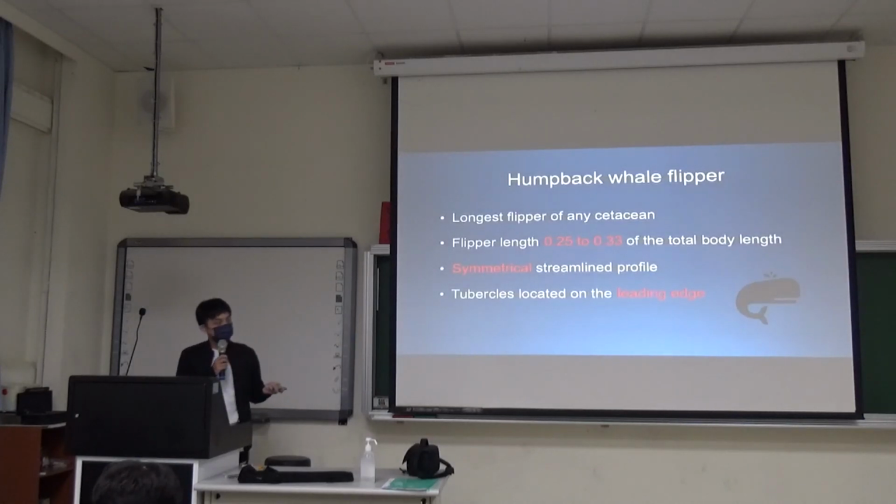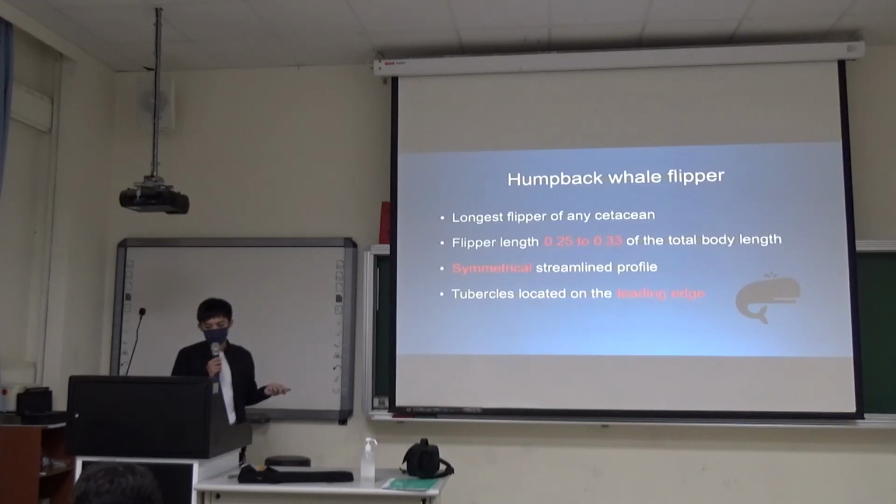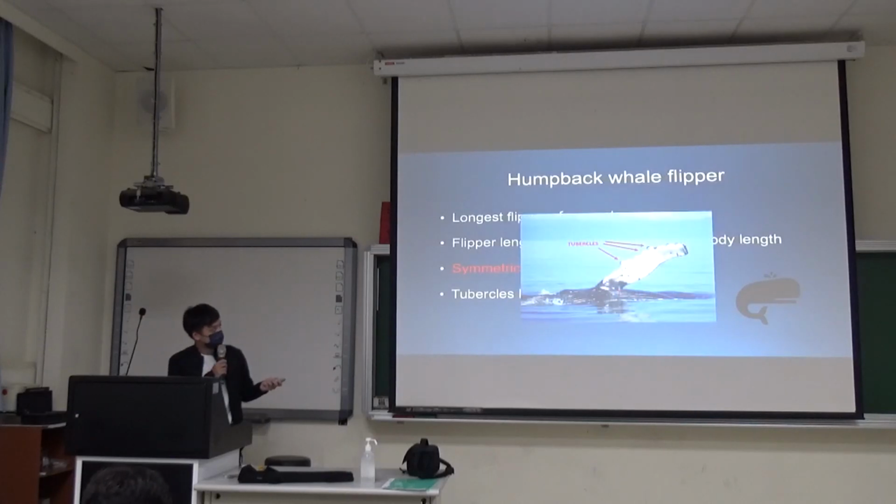The humpback whale has the longest flipper of any cetacean, and its flipper length is 0.25 to 0.33 of the total body length. Also, the flipper has a symmetrical, streamlined profile, and tubercles located on the leading edge. These features will be mentioned later. This is a tubercle.